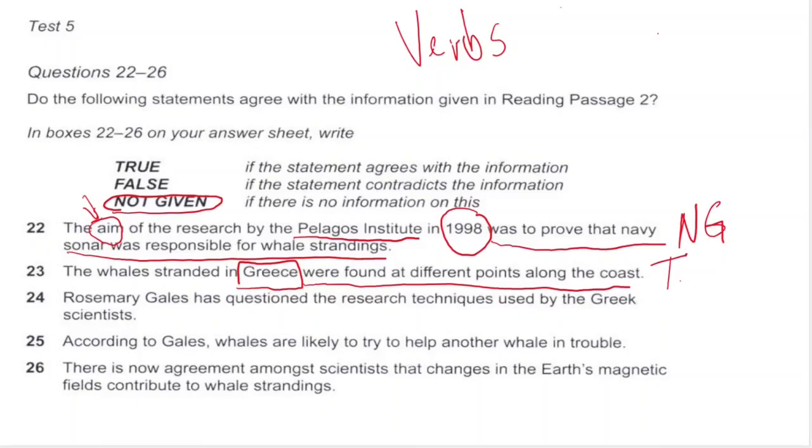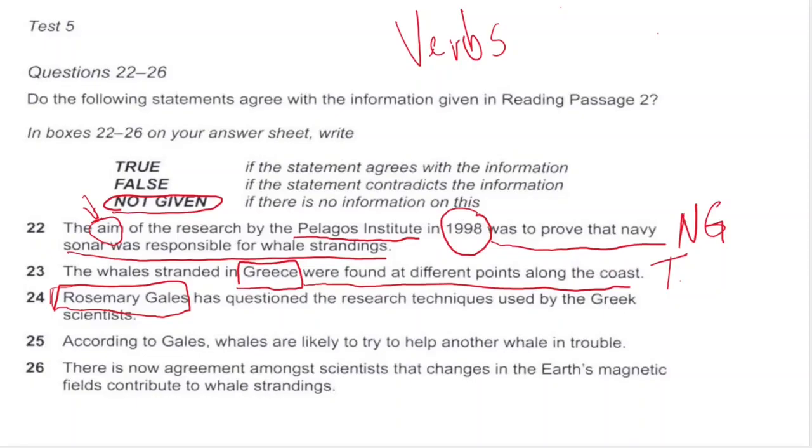Now let's move to question number 24. Rosemary Gales has questioned the research techniques used by the Greek scientists. The keyword here is Rosemary Gales. So if you have a name of a person or a city or a country or a date, like in question number 22, 1998, try to look for those keywords because they are easily recognizable and easy to find in a long passage. So this is the name we are going to look for.